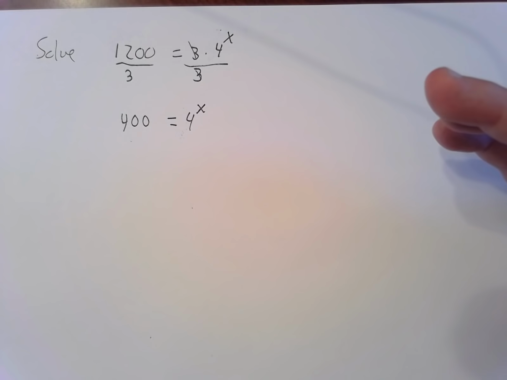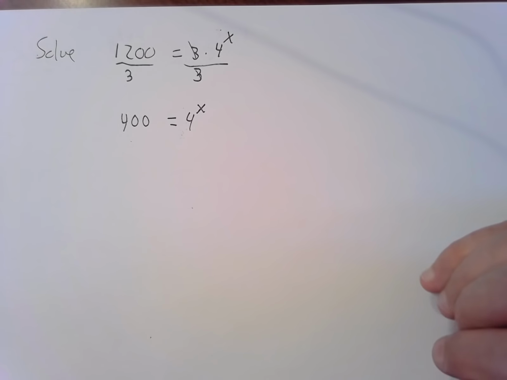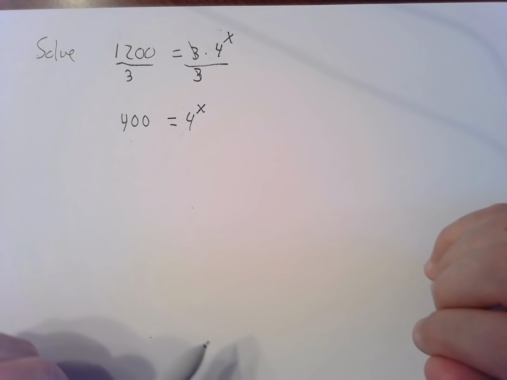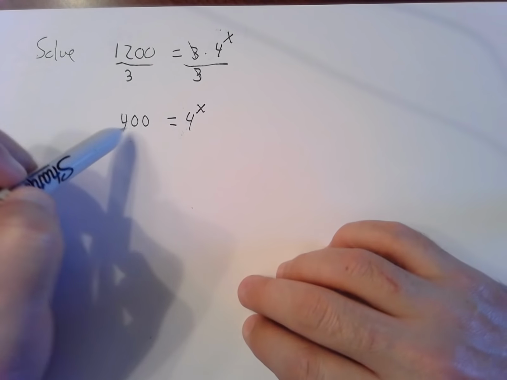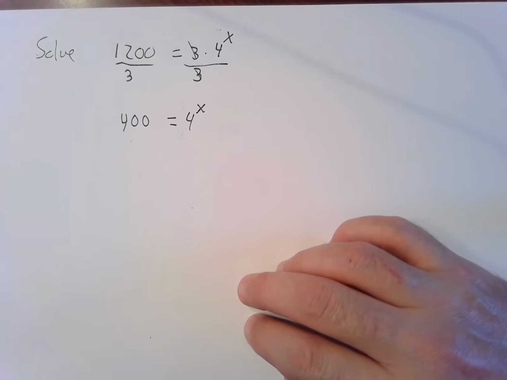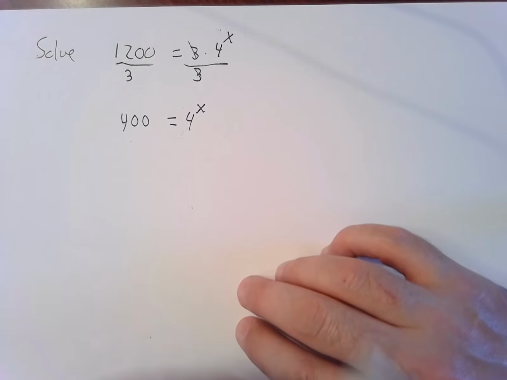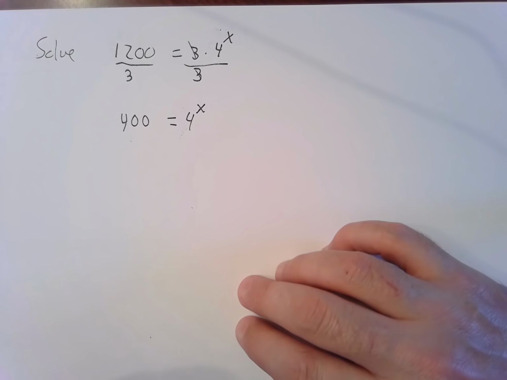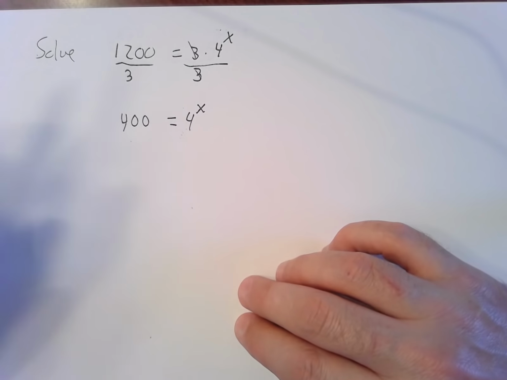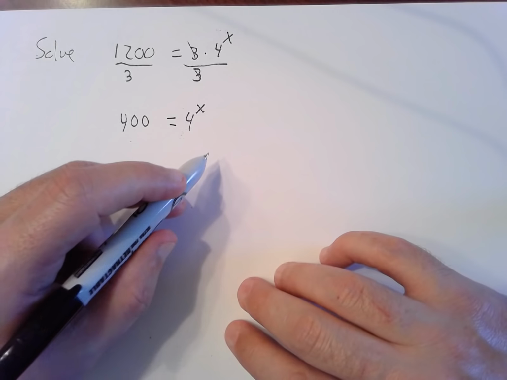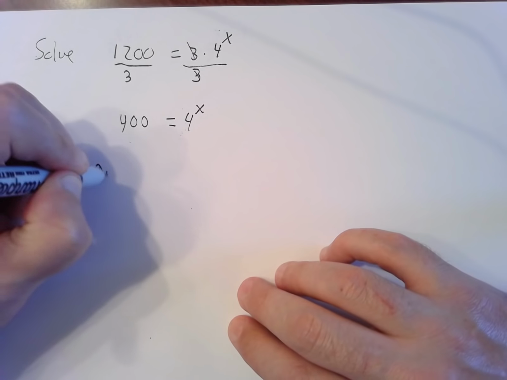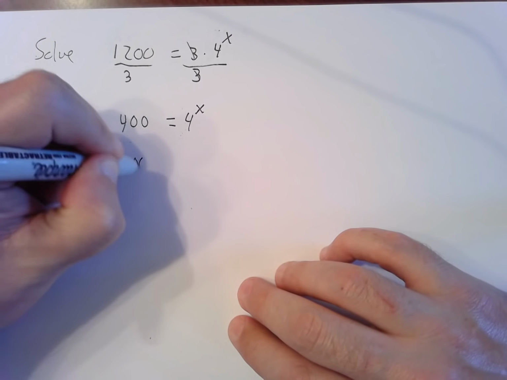And now I could try to write 400 as 4 to some power. Well, yeah, clearly 400 could be written as 4 to some power. That's what I'm trying to find. But it's not going to be easy. So I don't want to try that common base stuff. I want to use logs. This is what logs were invented for, to solve this problem. Well, one option is I have base 4. I could say take log base 4 of both sides.